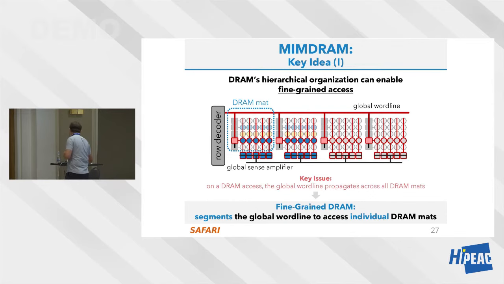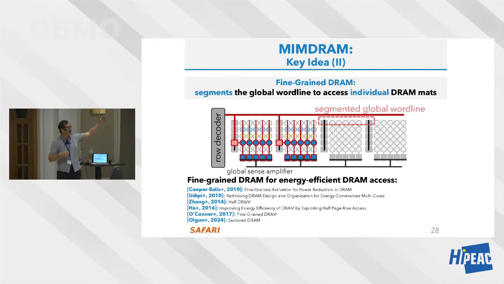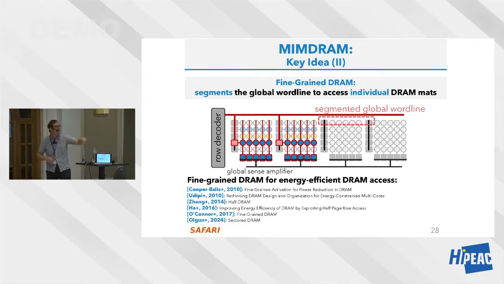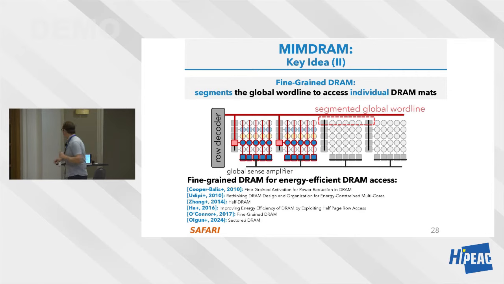And in this work, we propose this idea. We build on a lot of work that actually tried to propose this fine-grained DRAM. There's a large line of work, including one that's going to appear at HiPEAC conference from us, that makes it much more practical, in my opinion. Essentially, you segment the global word line. Whenever you activate a row, only these mats that you specify from the memory controller, which is informed by the software, are activated. And these are not activated.